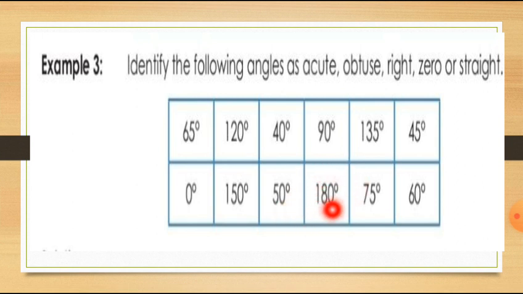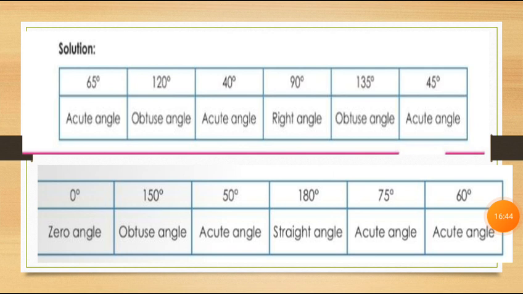180 degrees, yeah, 180 degree angles are called straight angles, isn't it? So 180 degrees is a straight angle. Then 75 degrees is an acute angle. It is less than 90. So it's an acute angle. Look at the next one. It is 60 degrees. This is also less than 90 degrees. So it's also an acute angle. So you can answer this question like this, children. So everyone go through this well and study the types of angles very well. Okay.